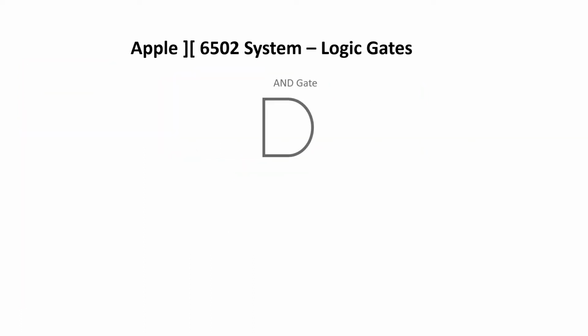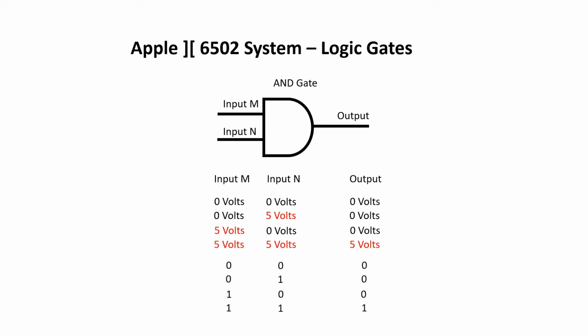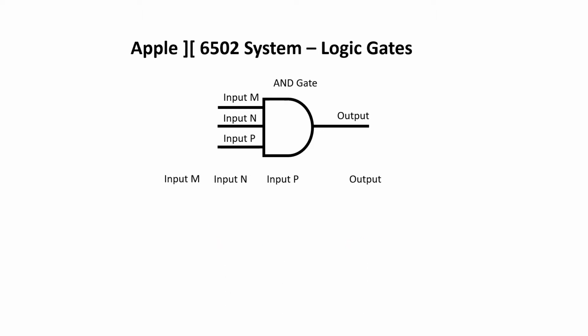To do this, I'm going to have to introduce another logic gate. This time, the AND gate, which has 2 or more inputs and 1 output. This is a 2-input AND gate, and the output will be at 5 volts only when input M and input N are at 5 volts. Otherwise, the output will be 0 volts. We can easily extend the concept out to 3 inputs. Here, input M, N, and P have to be at 5 volts for the output to be at 5 volts. Again, otherwise the output will be 0.